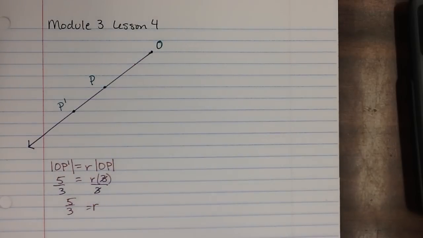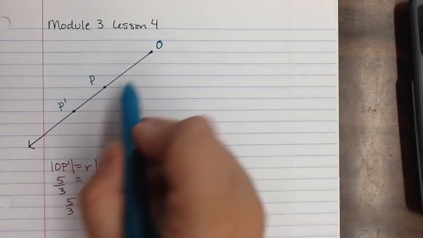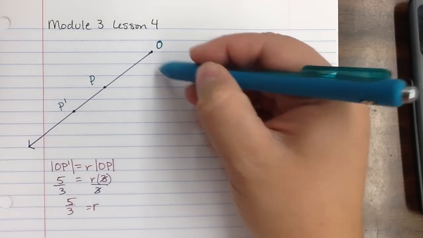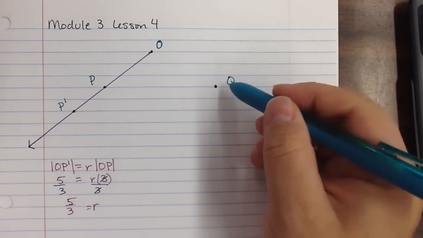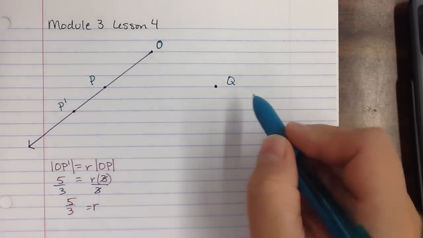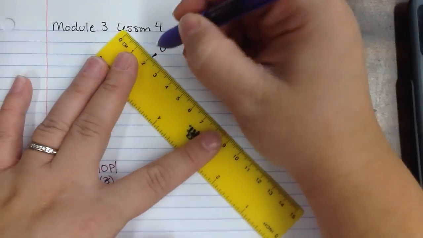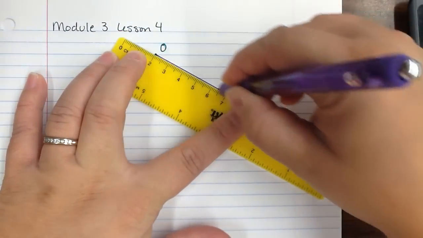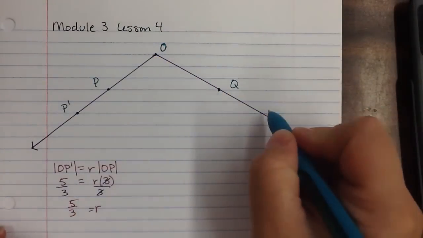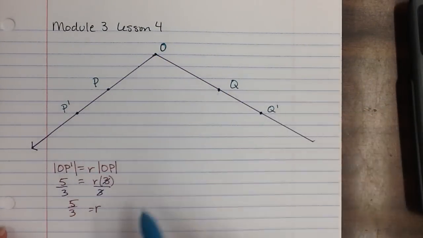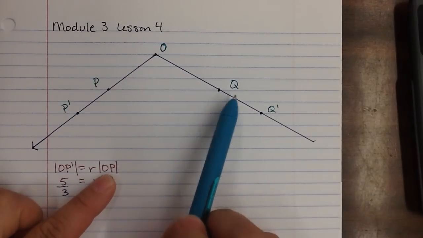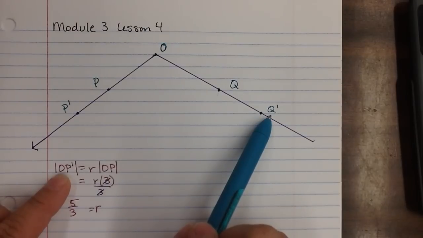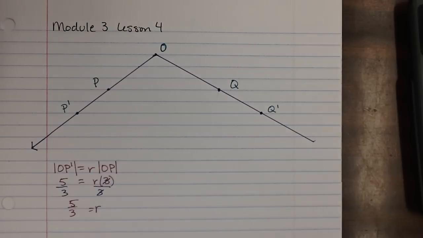And now we're going to draw another ray OQ using the same scale factor. So from O, I'm going to go down 3 lines and put a point. I'm going to put it way over here just because I feel like putting it way over here today. Then I'm going to draw my ray, and 2 more lines down, I'm going to put Q prime. So my scale factor is still 5/3. 1, 2, 3 is the distance from O to Q, and 4, 5 is the distance from O to Q prime. So I still have the same scale factor.